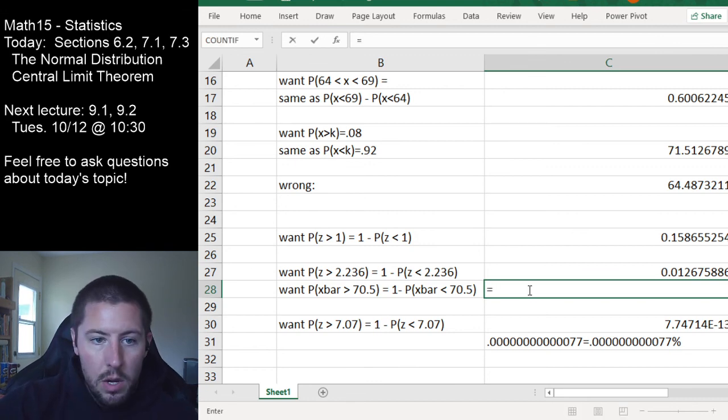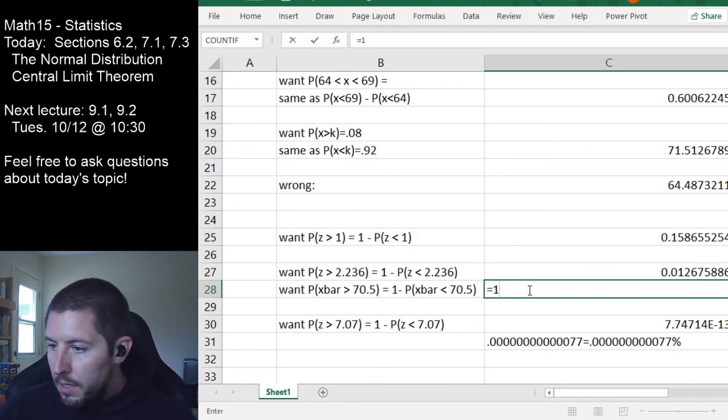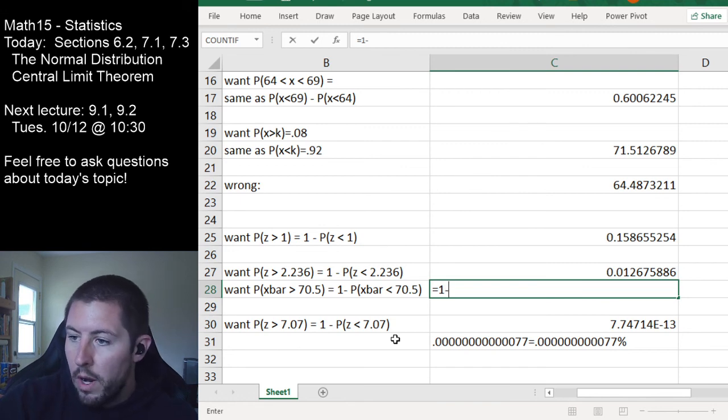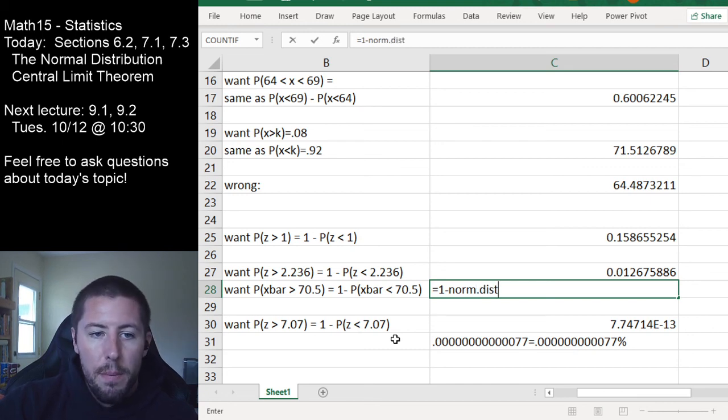So I'm going to do equals 1. Let me slide this over a little bit so we can see. I know my screen's slightly cut off there. Oh, really? Okay, that's fine. So I'm going to do equals 1 minus, and now I can do my NORM.DIST. Notice in this case I'm not referring to Z, so I'm not doing standard normal. Z is standardized, that's our thing to keep track of. In this case, my X value of interest is my X bar, the 70.5. The mean of my distribution is 68. And the standard deviation of my distribution is smaller than it used to be.